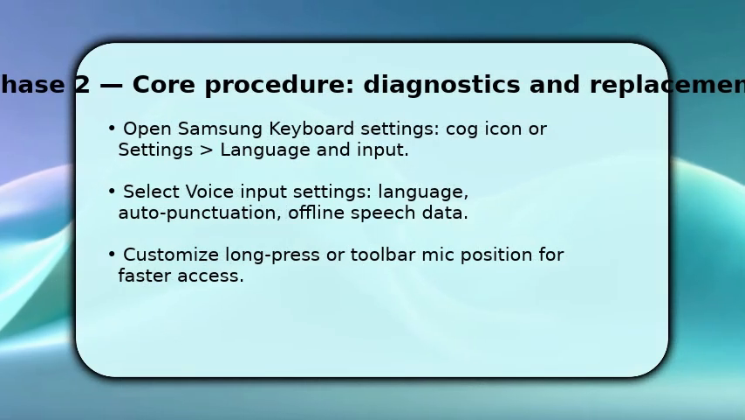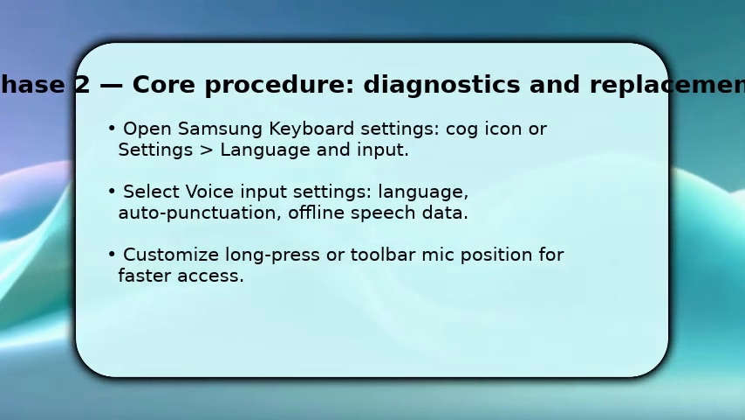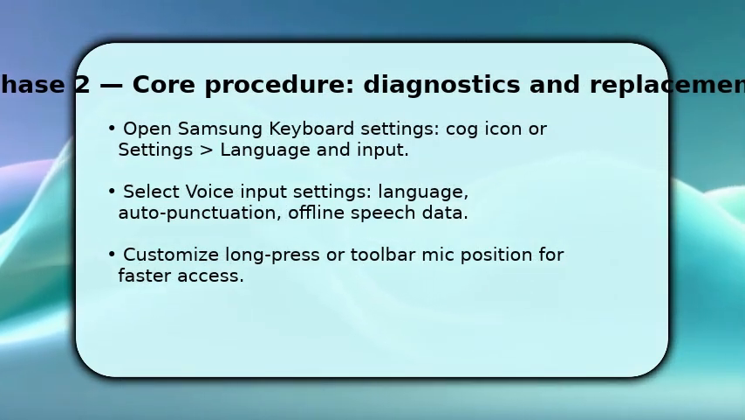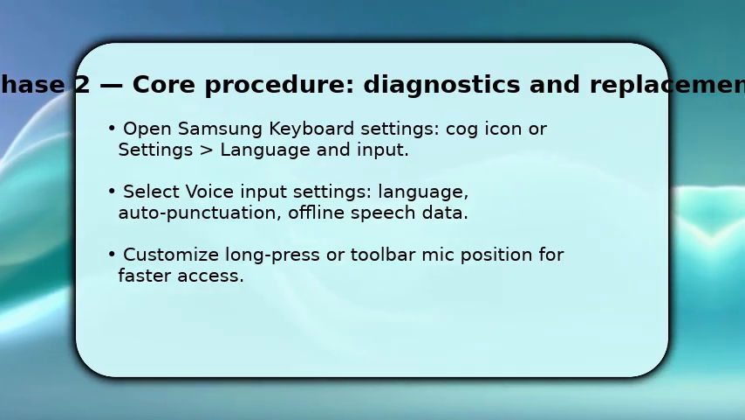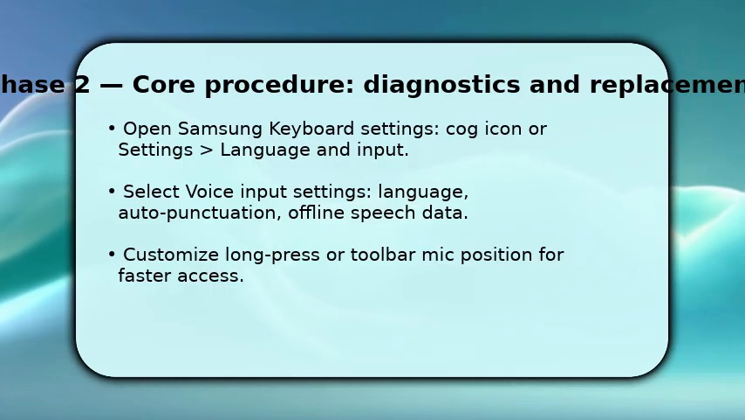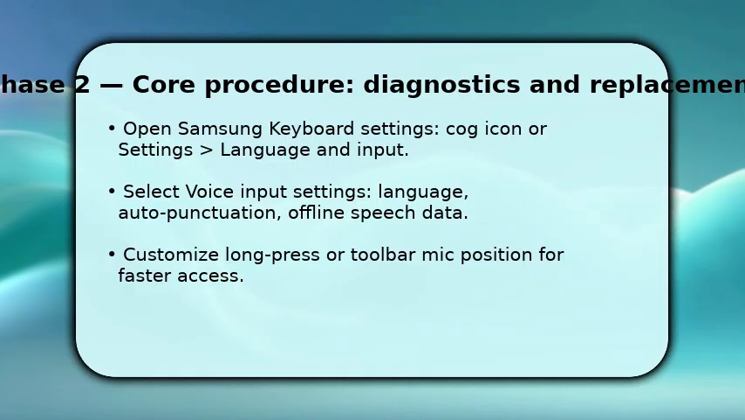Once done with the basics, go into Samsung keyboard settings to refine recognition and behavior. You can choose language variants, enable auto-punctuation, and download offline speech data. This helps when you're offline or on weak networks. Make sure voice input is set to Samsung or Google as you prefer.